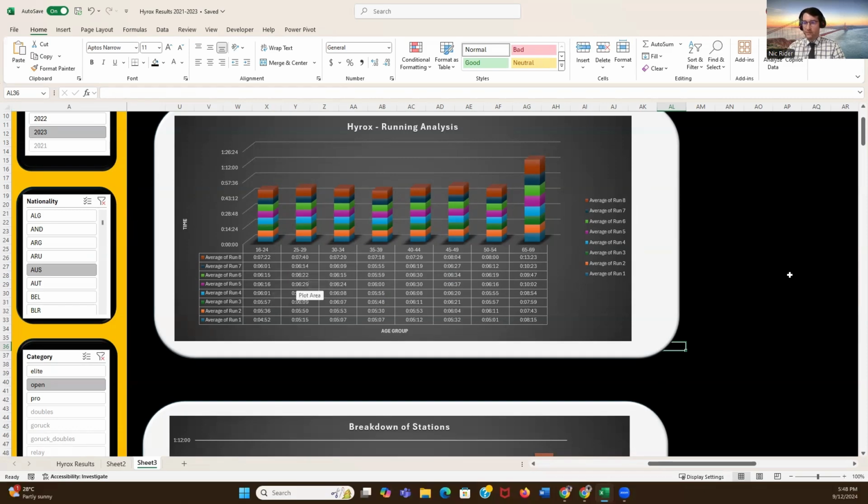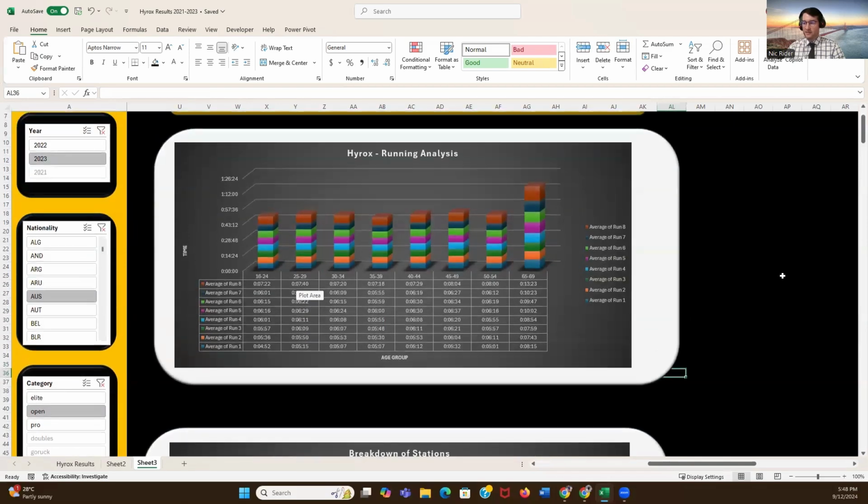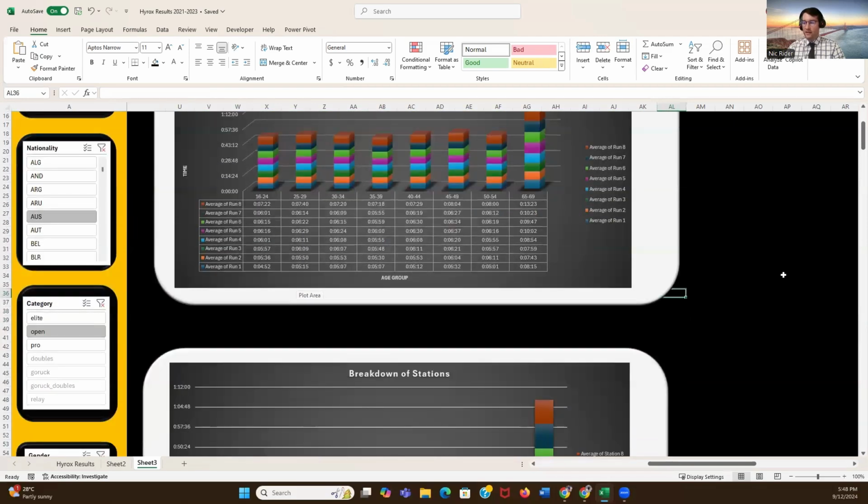If you're getting into Hyrox and you're a female doing opens in the 16 to 24 and 25 to 29 age groups, we start off with a 5:15 and we finish with a 7:40 on average. So once again, the 6 minute K mark is kind of a good mark to aim for there.